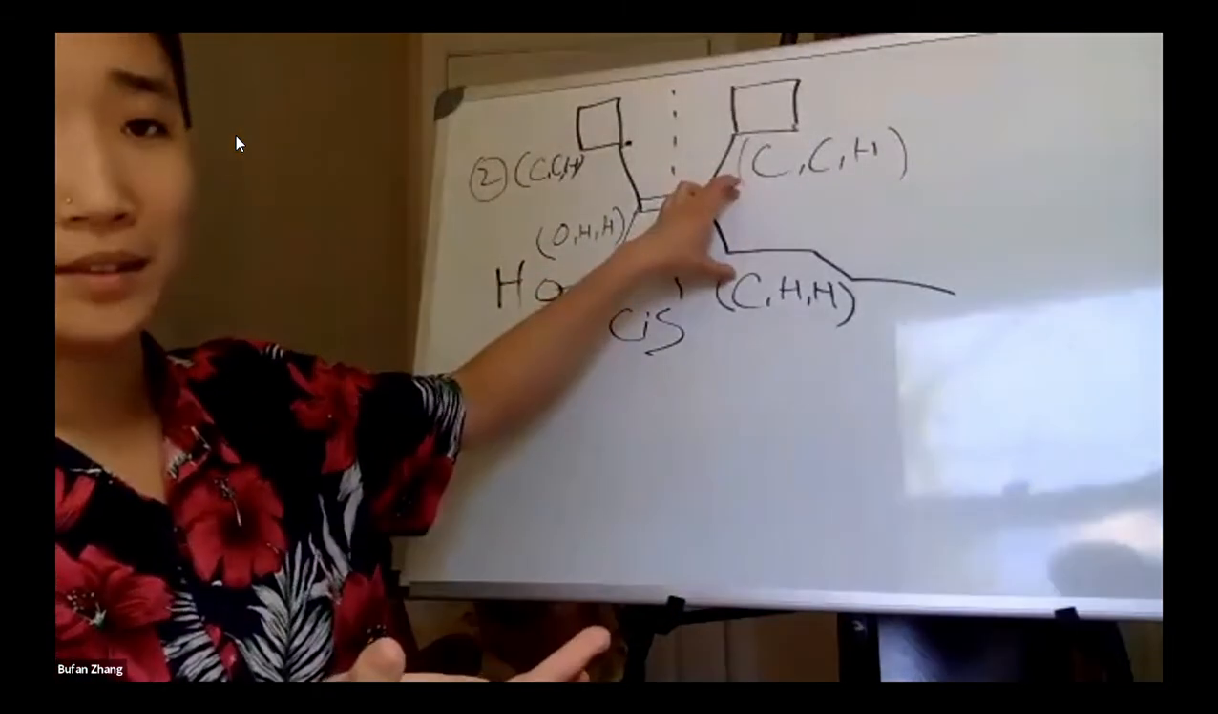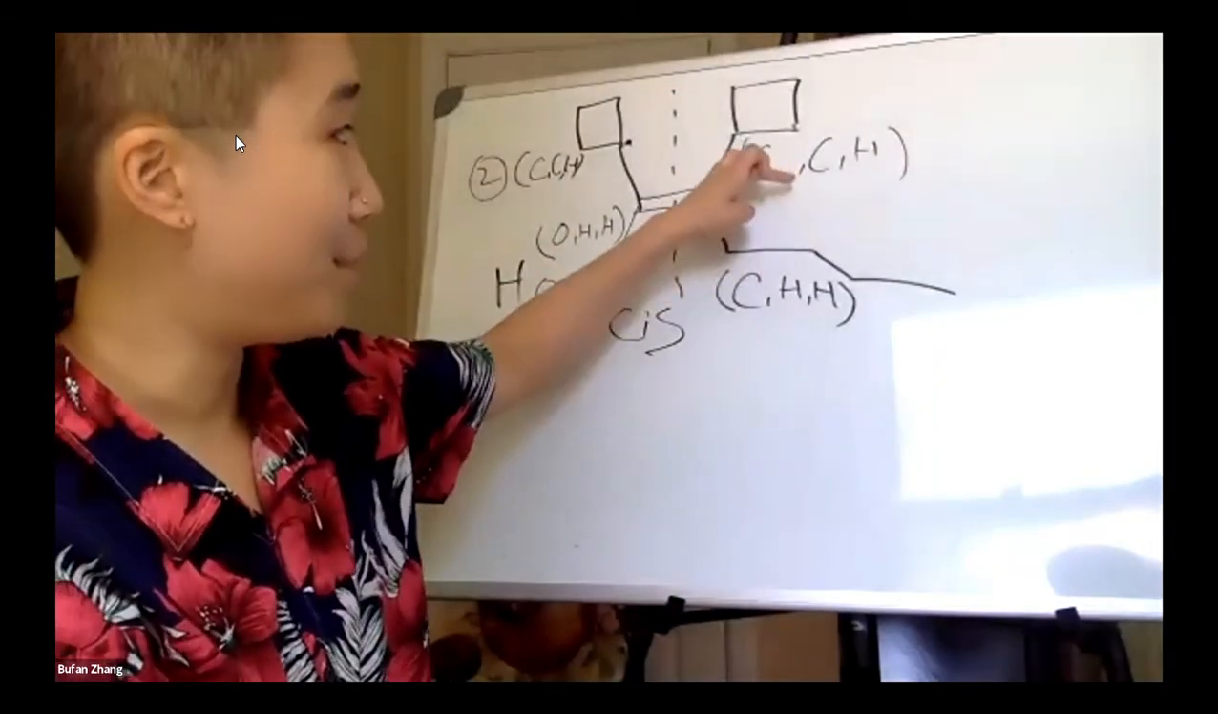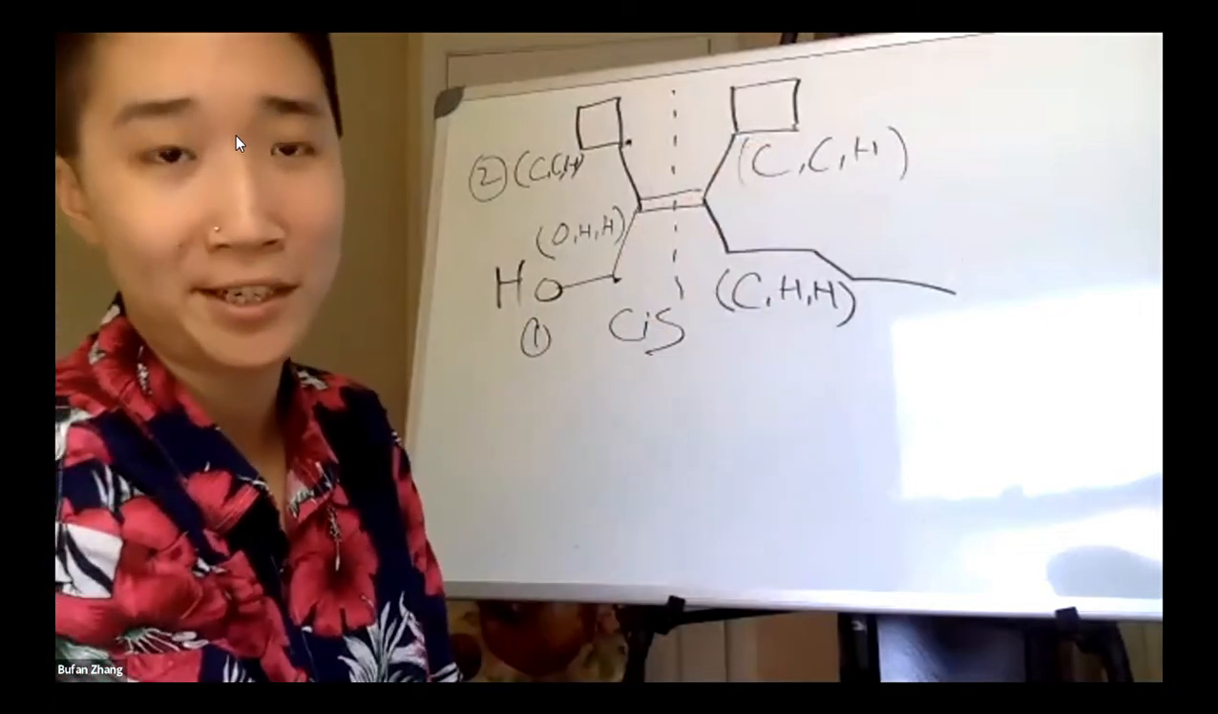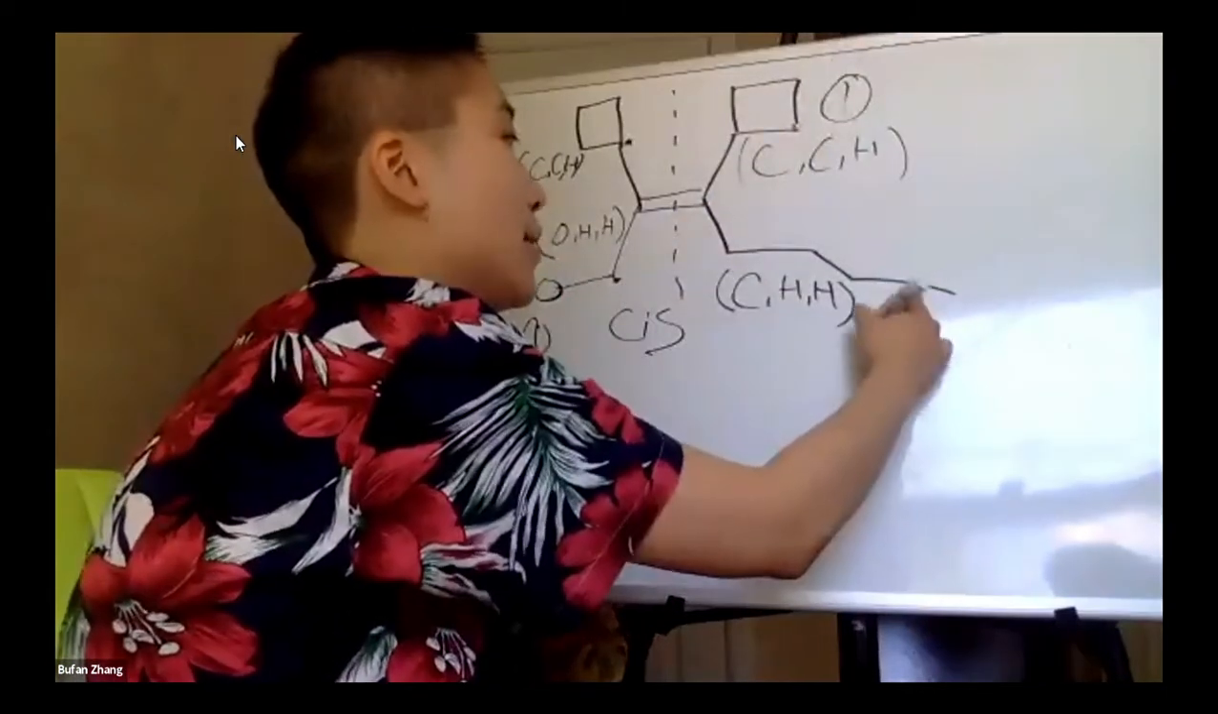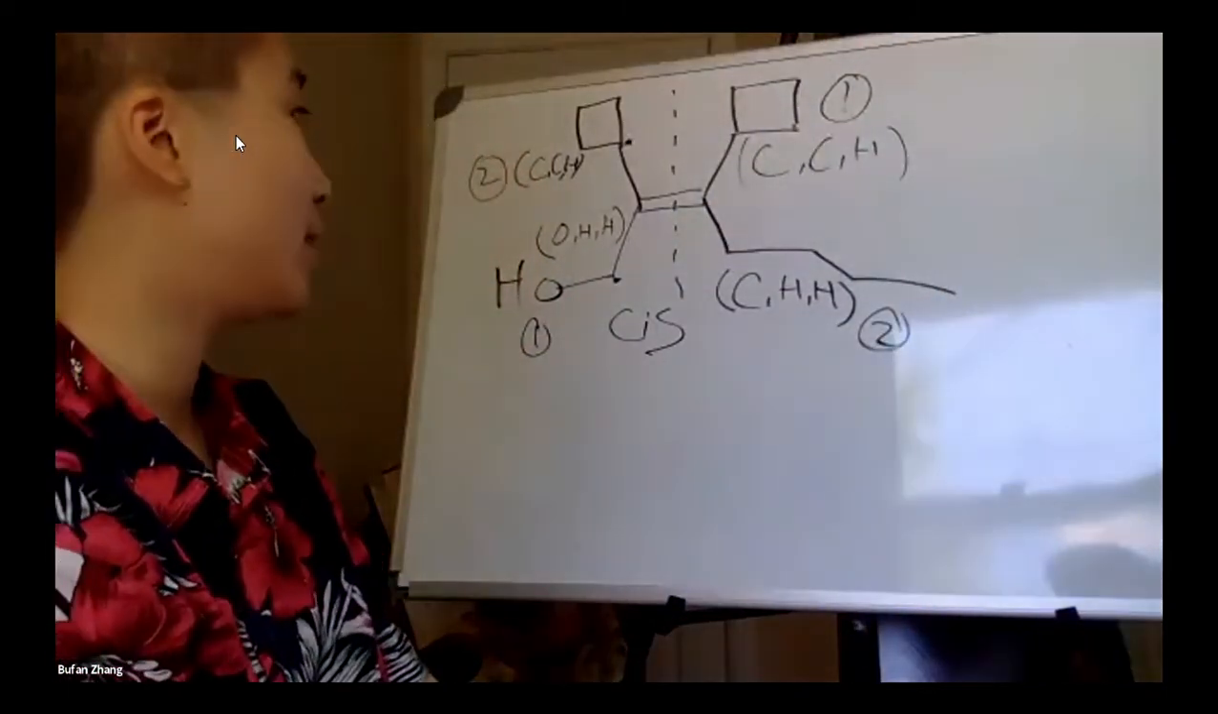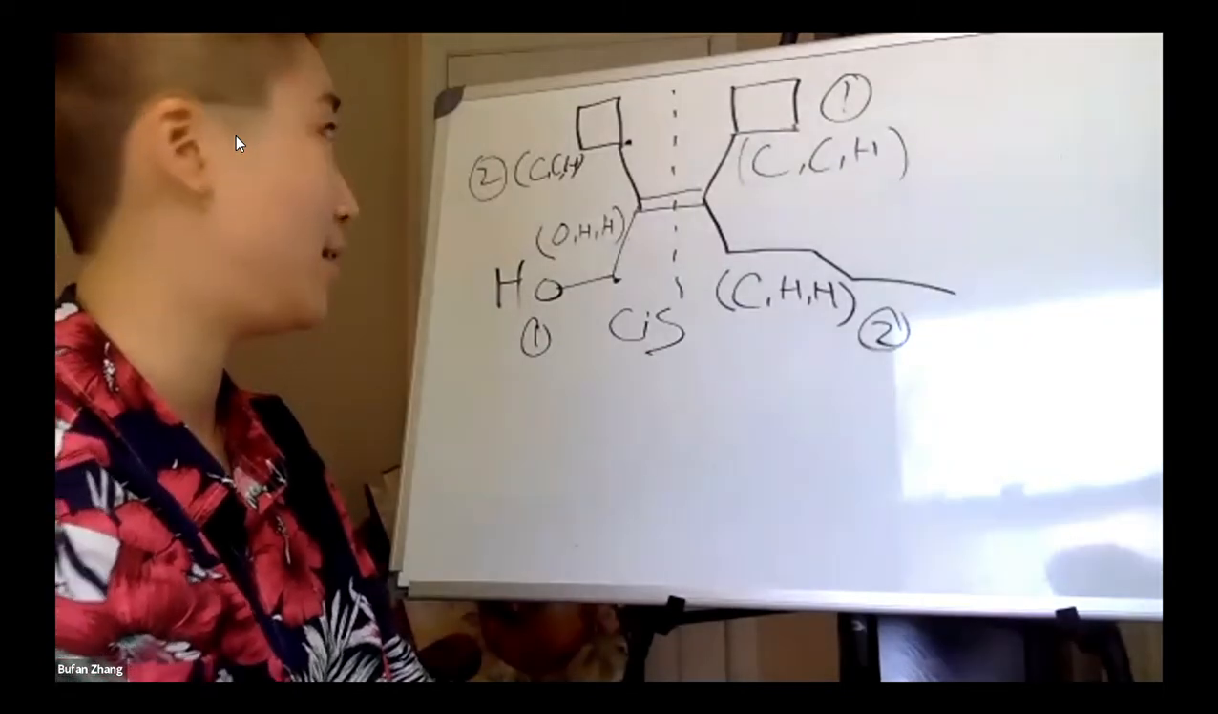Still doesn't help. What about the next thing? We have C versus H. Who gets higher priority? The top one, right? So we have 1 on top and 2 on the bottom. So now we can feel comfortable enough to assign E versus Z.